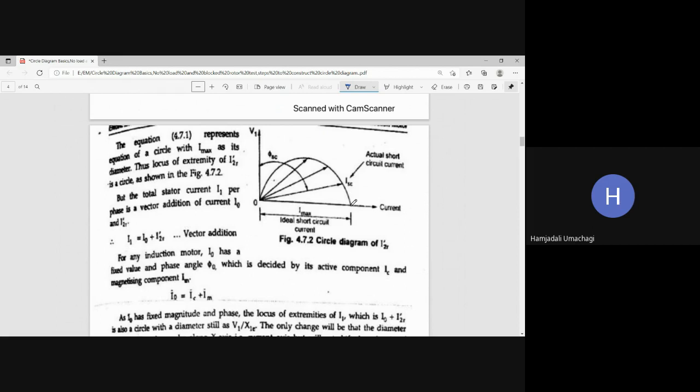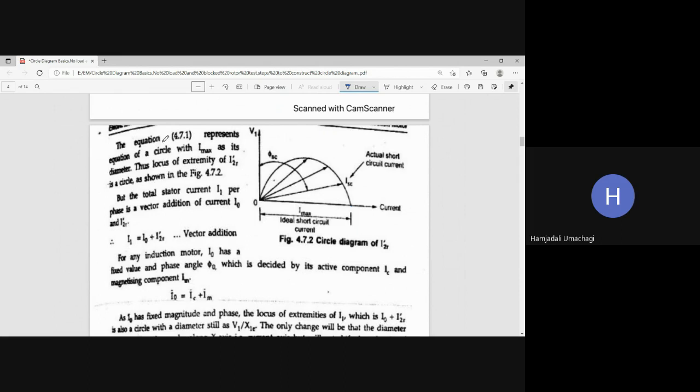This is I dash 2R, that is Imax, and this is current I equal to 0 with radius V1 by X1e. That is max. If this is the current, then the current here in this case will be maximum, and this maximum current is nothing but the ideal short circuit current, and here the current will be 0.